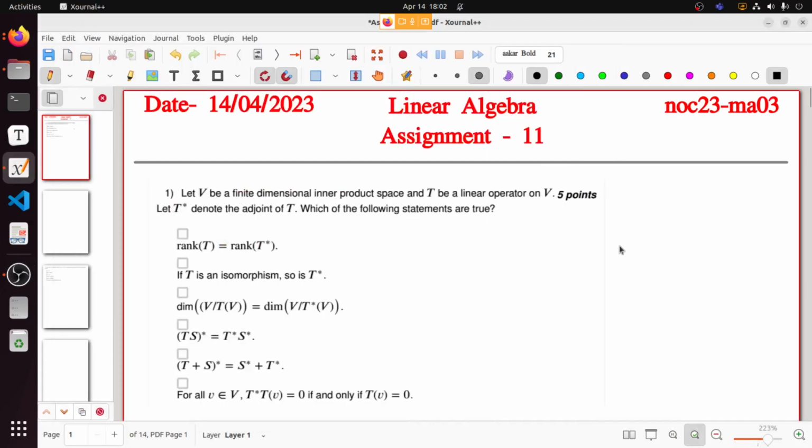Okay, so let's start. Today we will solve assignment 11 for the course Linear Algebra, NOC 23 MA03. Okay, let's move to the first question.